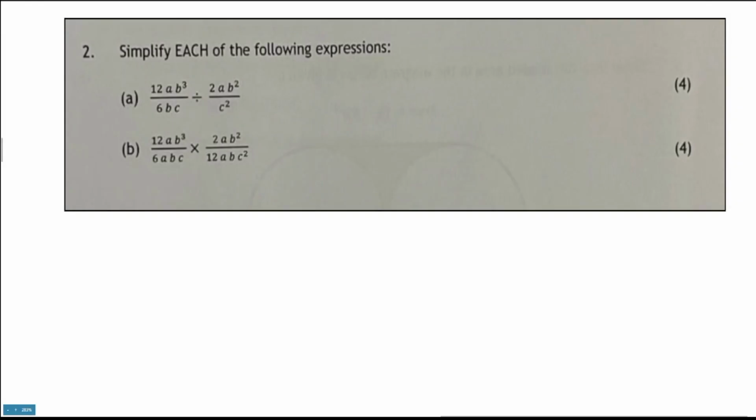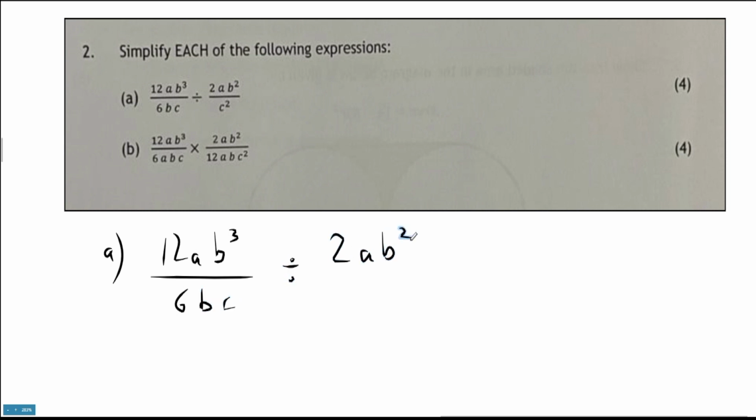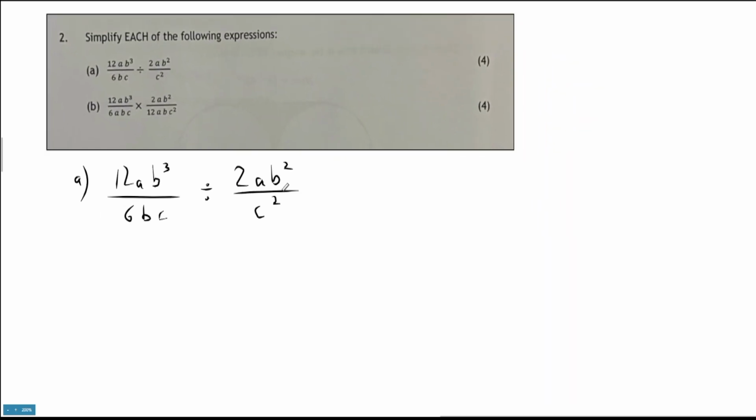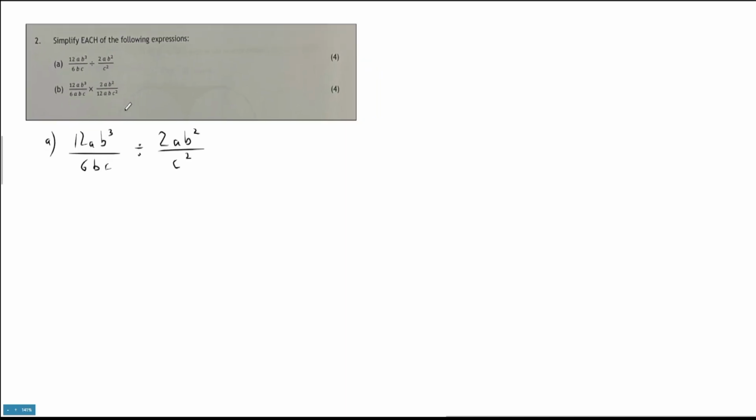Okay, this is question 2. I thought I'd blow it up so you can see it really clearly. I'm going to have to zoom out to fit this all on the screen, but it's just a bit of algebra. Let's write down the first one: 12ab cubed over 6bc divided by 2ab squared over c squared. I wrote down the question to make sure I didn't copy it wrong. Now we're going to get to work on this.